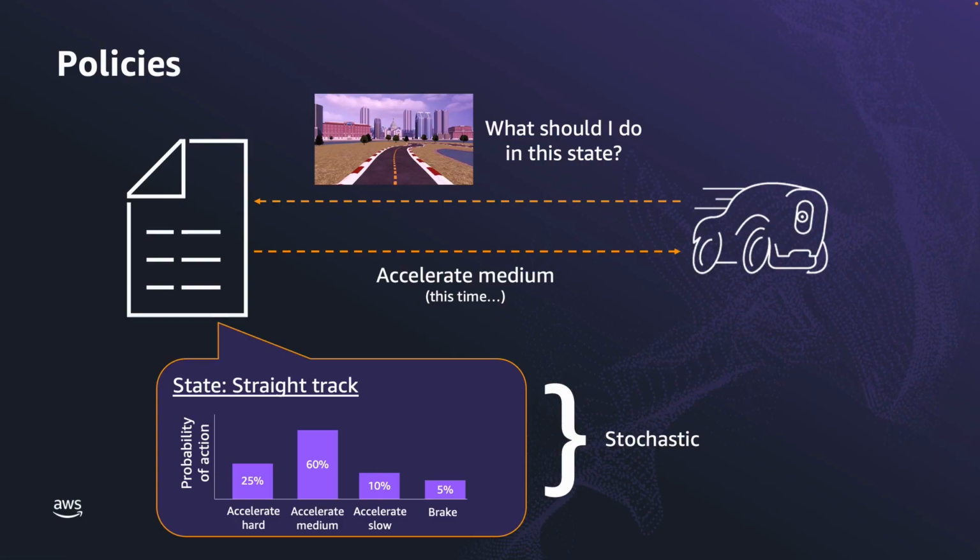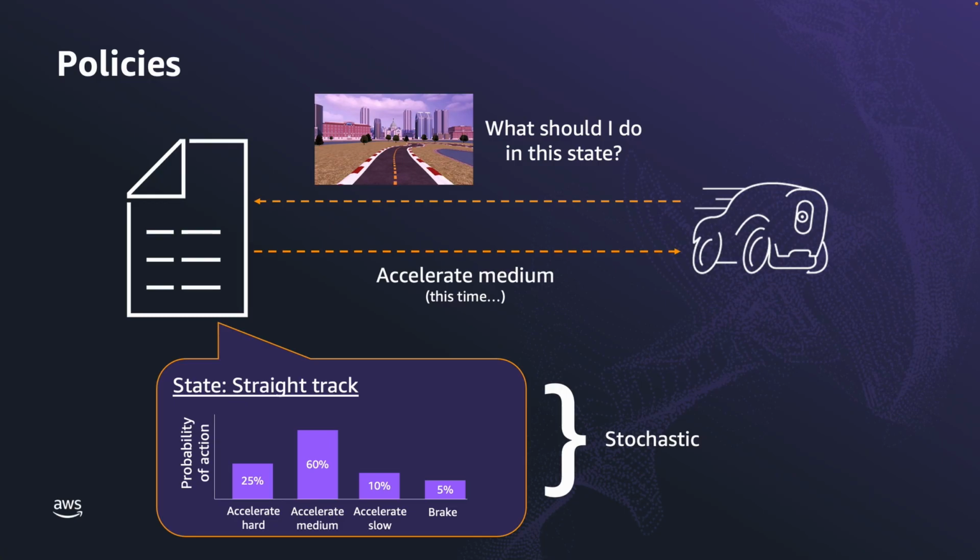Well, we can alternatively use a stochastic policy. With a stochastic policy, you have a range of possible actions for a state, each with a probability of being selected. When the policy is queried to return an action for a state, it selects one of these actions based on the probability distribution. In this example, 60% of the time it'll return the action accelerate medium, 10% of the time it'll return accelerate slow, and so forth.